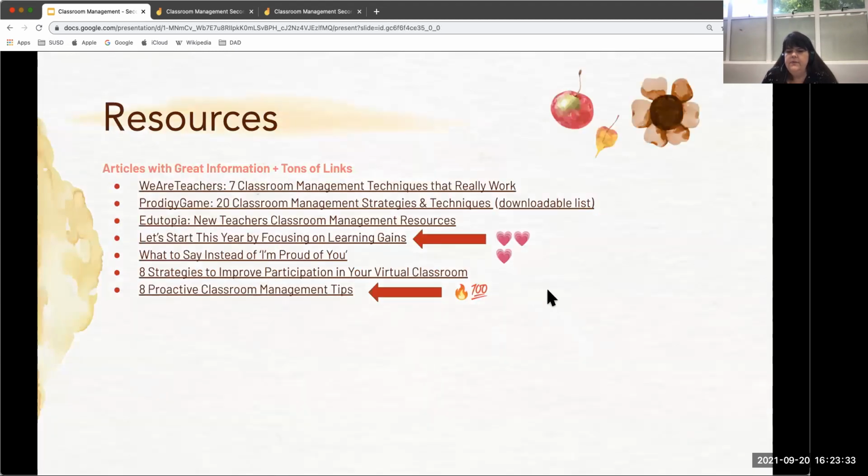Okay, so this is a resource page that I've compiled, just some articles that I found like, oh, this is legit. I look through them, but two things that I wanted to focus on. They're the ones that have the hearts by them and the fire, so they're easy to identify, and the big red arrows. So let's start this year by focusing on learning gains. That's the activity I was talking about, and it walks you through the steps of a way to have a conversation with kids about everything, like address what's happened over the last couple years, but focus on the positives that have emerged from it in terms of their learning.